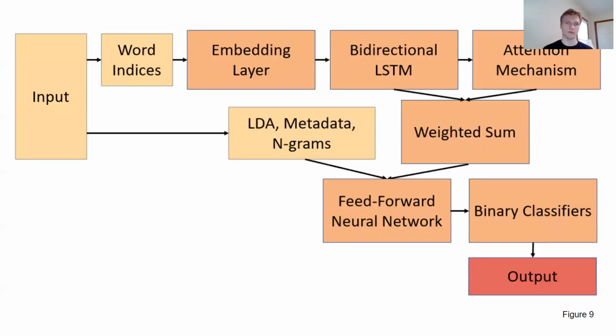Here's a diagram of my model. The input is embedded and sent through a bidirectional LSTM, where the attention value is calculated for each word. This is recombined in a weighted sum with the encoded layer from the LSTM. This is then concatenated with the LDA data, the metadata, and n-grams, and fed through a feed-forward neural network. I'll explain what LDA, metadata, and n-grams are later. This is sent through binary classifiers where we get our output.